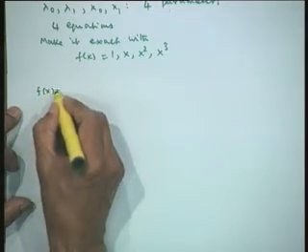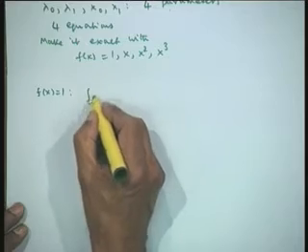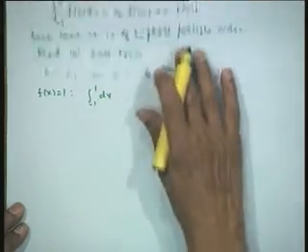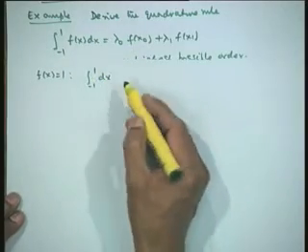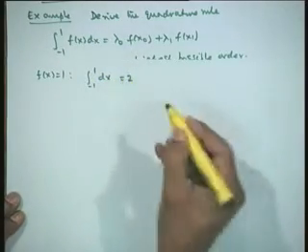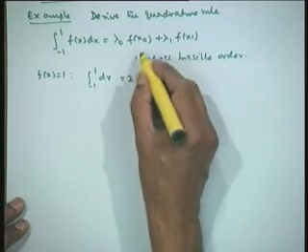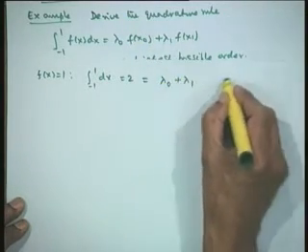So let us put f(x) equal to 1. Then the left hand side is the integral from minus 1 to 1 of dx, that is equal to 2. We evaluate it, the integral is equal to 2. f(x) is taken as 1, so this is lambda 0 plus lambda 1.